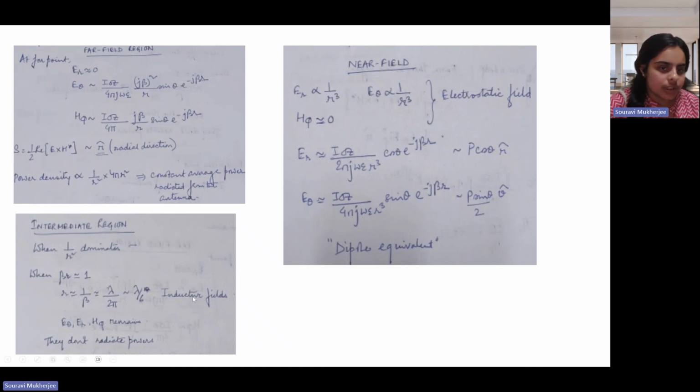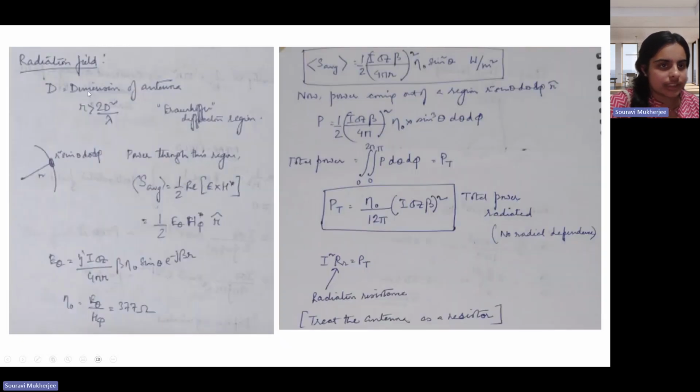Okay. Now, in certain questions, you might be asked when is the near field and when is the far field? So how far is far and how near is near? In that case, you can use this relation. When r is smaller than lambda by 6, you can consider it as the near field. Anything larger than that would be far field. Okay.